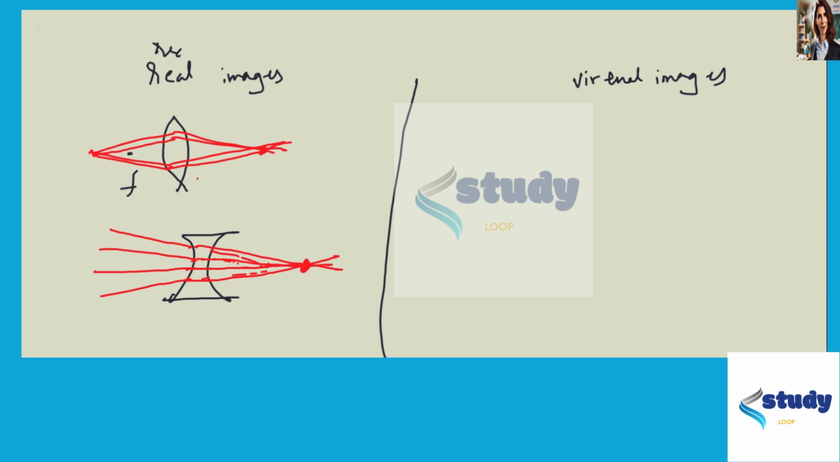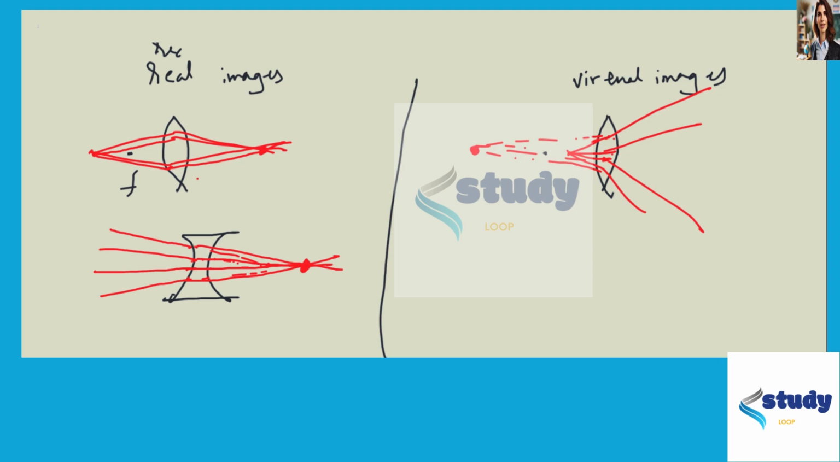Now, how about virtual images? With a converging lens, a virtual image can be formed by having the object at a distance less than the focal length. If the object were here, the light rays would diffract very strongly, and the image would form somewhere else. So these light rays would converge somewhere else beyond, and this would be a virtual image.